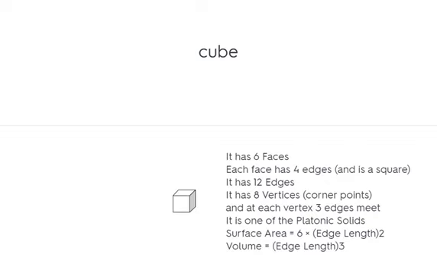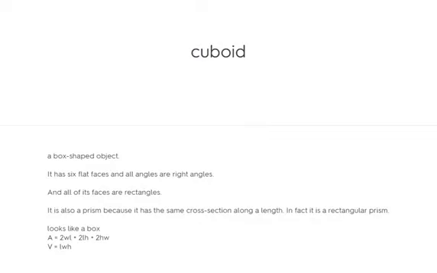Cuboid, a box-shaped object. It has 6 flat faces and all angles are right angles, and all of its faces are rectangles. It is also a prism because it has the same cross-section along a length. In fact, it is a rectangular prism. It looks like a box. A equals 2WL plus 2LH plus 2HW, V equals LWH.